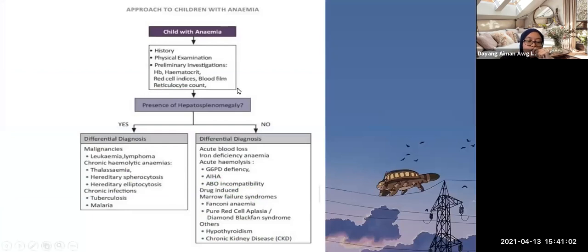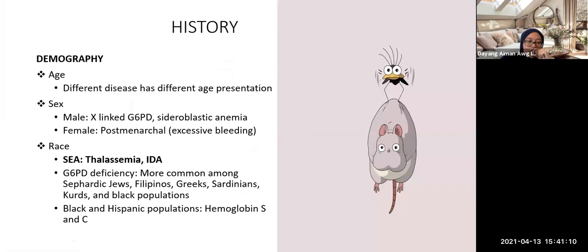They divide the causes of anemia by whether the patient has hepatosplenomegaly or not. For the history, first we need to ask about the age, because different diseases have different age presentations. Then we also need to ask about the sex, because some diseases present differently by sex. For example, males tend to have G6PD deficiency or sideroblastic anemia, whereas females commonly have IDA. Next, we need to ask about the ethnicity or race, because for example in Malaysia or Southeast Asia, thalassemia and IDA are quite prevalent.